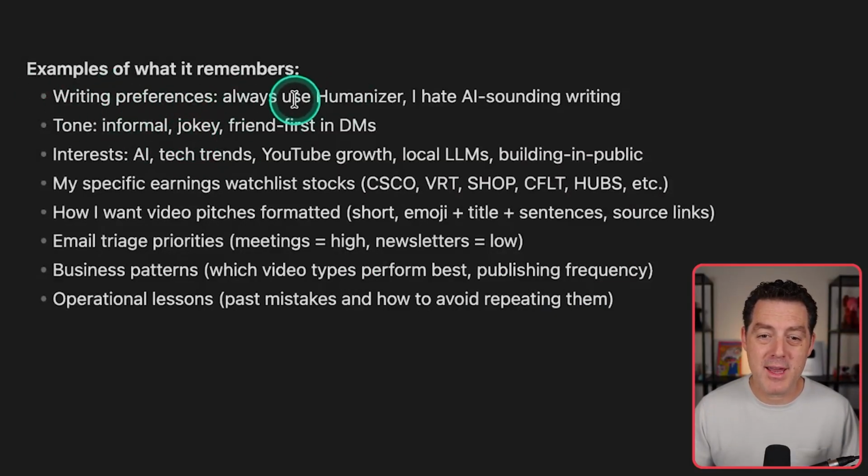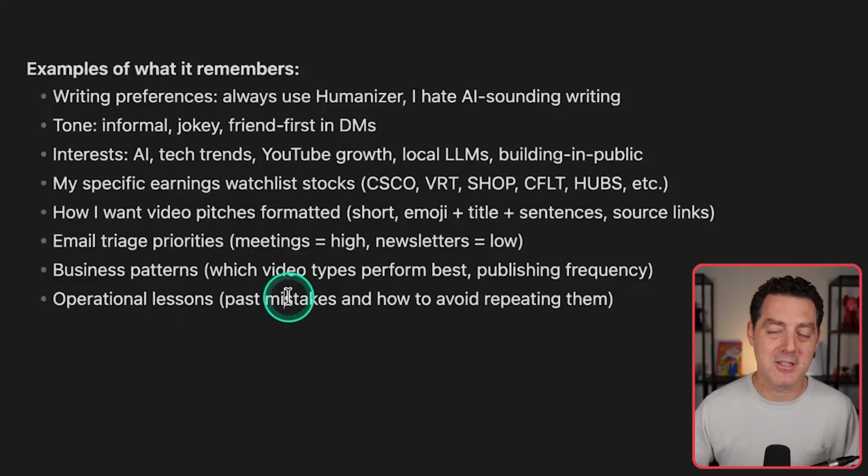So some examples of what it can actually remember. It remembers my writing preferences. I use Humanizer, which is a skill to remove any AI smell from writing. It remembers the tone that I like. It remembers my interests. It remembers specific stocks that I want to keep track of. It remembers how I want my video pitches formatted, how I want my emails triaged, business patterns, operational lessons, and everything else. And again, it is self-improving over time, but that all comes default out of the box. Wait until I show you how I self-improve OpenClaw. I'm going to show you that later in the video, so stick around for that.